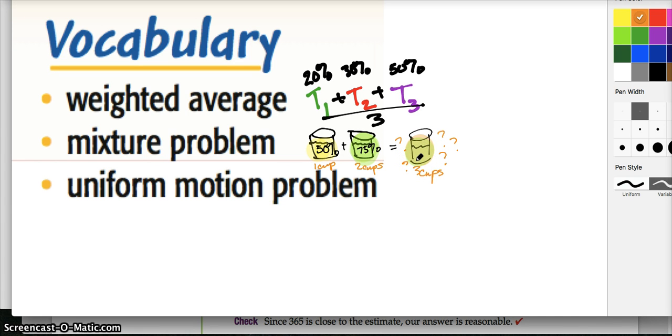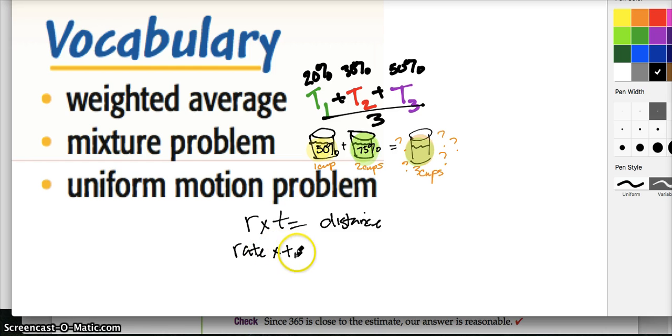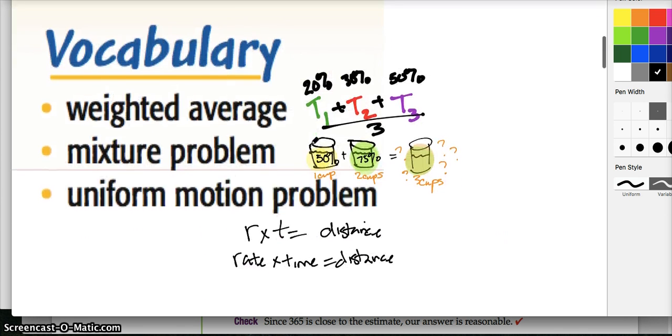And uniform motion problems for us are really going to relate to the idea of rate times time equals distance. All right, you've seen this before. Let me write it out again. Rate times time is equal to distance. And so that's what our uniform motion problems are going to be about. And I think you've seen all of that before.